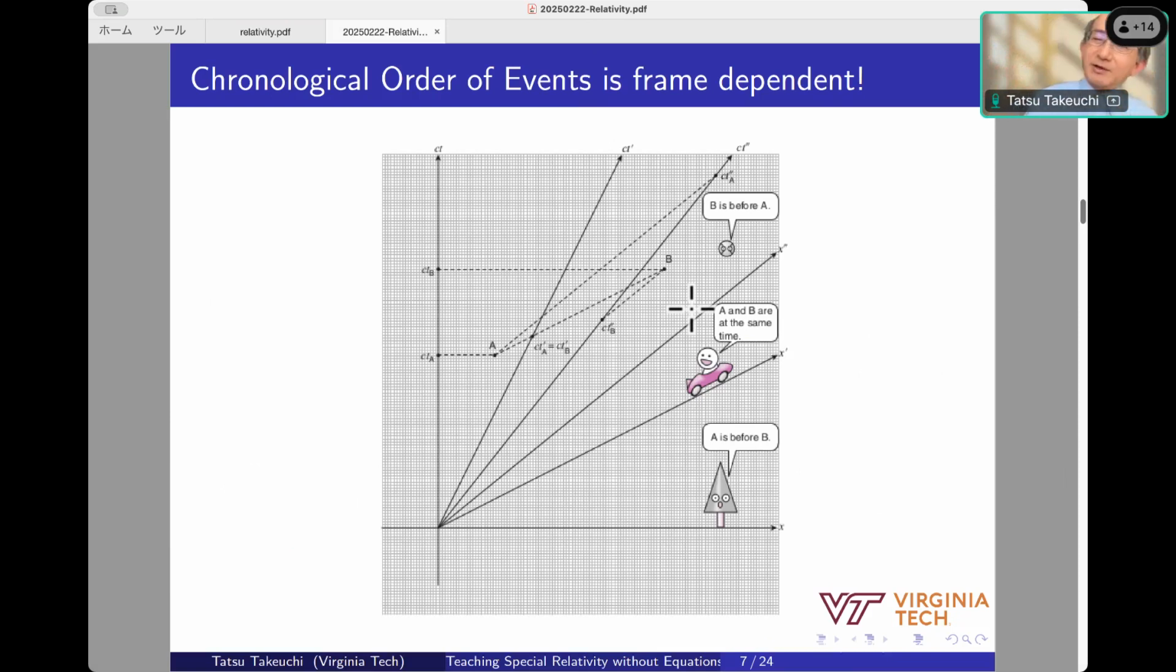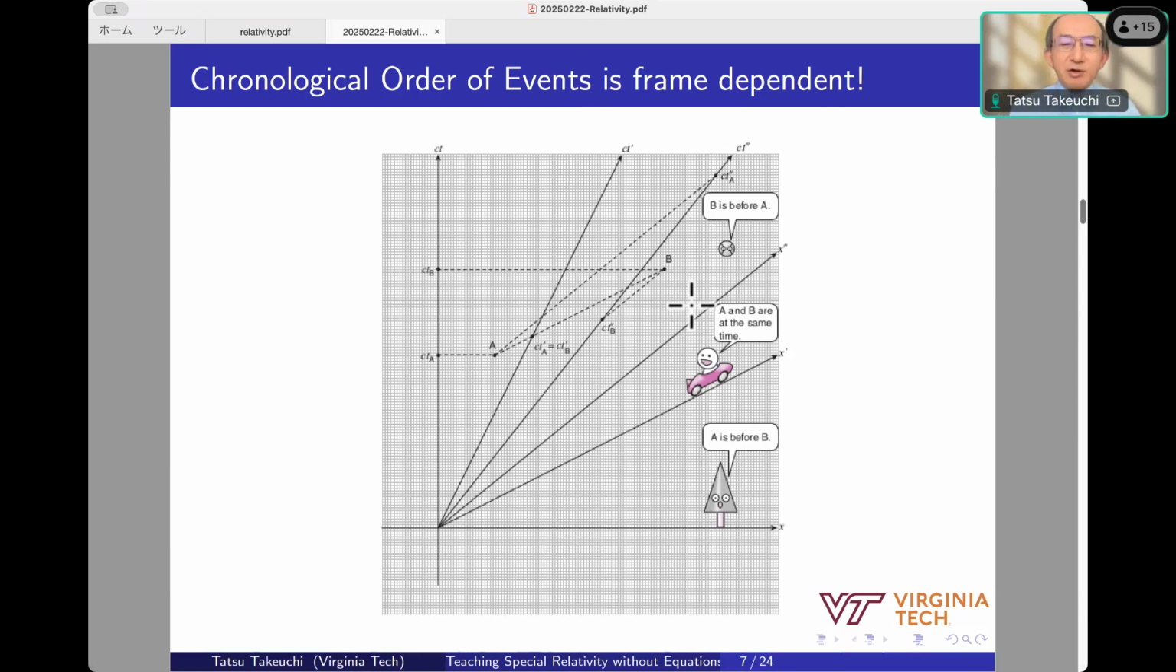Is everybody okay with this? This is kind of difficult to understand for many beginning students, but I think this should be emphasized, because if you fail to grasp this, then all of relativity will become very, very mysterious.